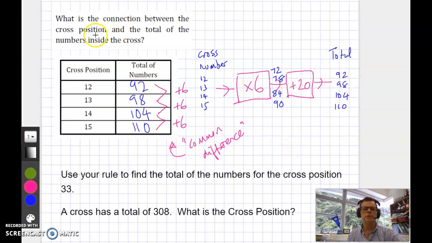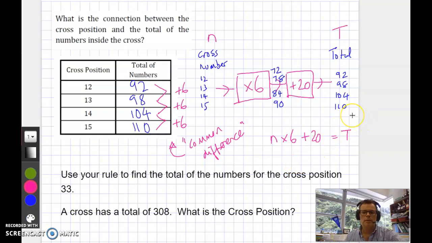So what is the connection between the cross position and the total numbers inside the cross? I've called it cross number there. I should have put cross position, apologies, but I could call that something like cross number n, and total I could call capital T, and then we'd have something like n times 6 plus 20 equals T, if you're able to use algebra. If not, you can just use a sentence, something like the cross position or cross number times 6 plus 20 is the total.